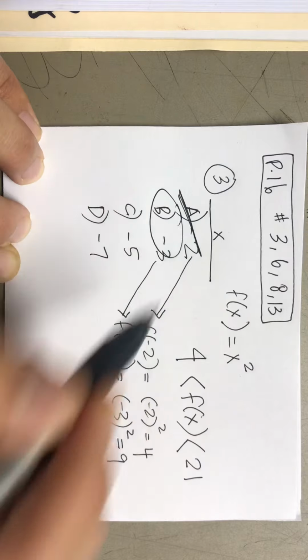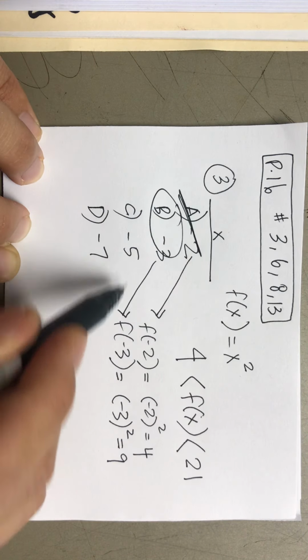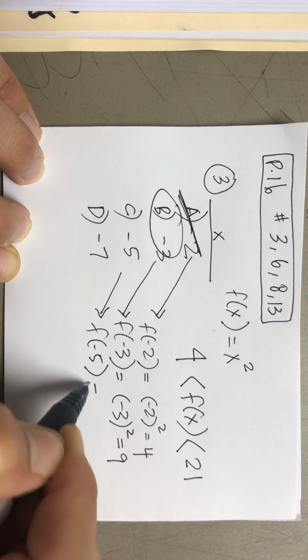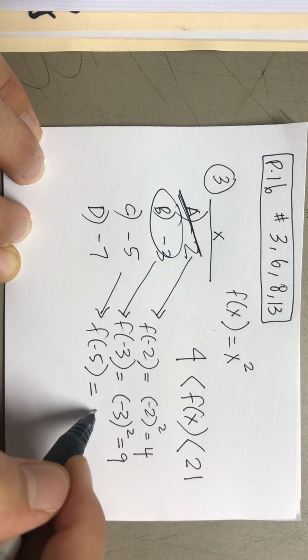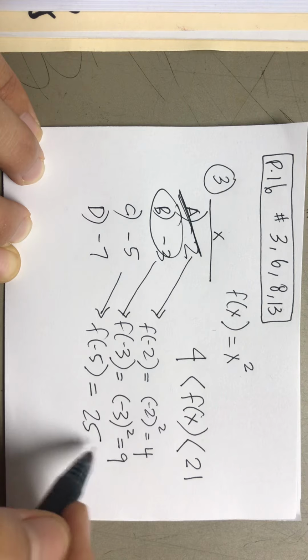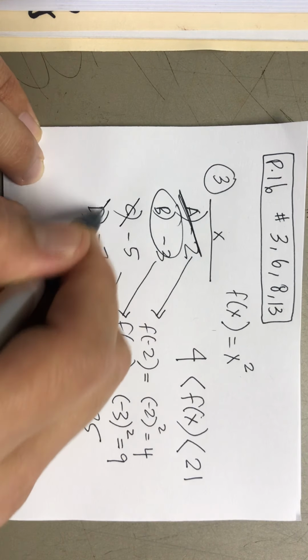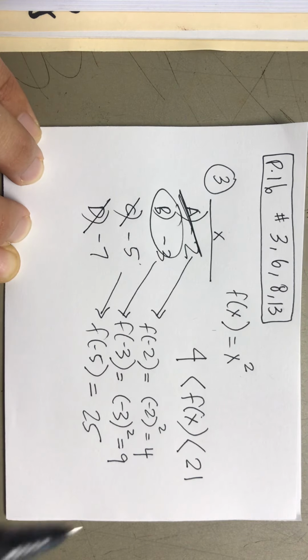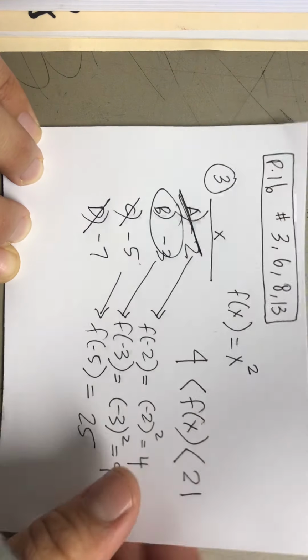Yes. If you're worried about this, you could try the others, but really it's a waste of time. But if you want to, try -5, and this is going to be 25 when it's squared, and that's over 21. So you know these are too big. If -5 is too big, then you know that -7 is going to be too big, and B is the answer.